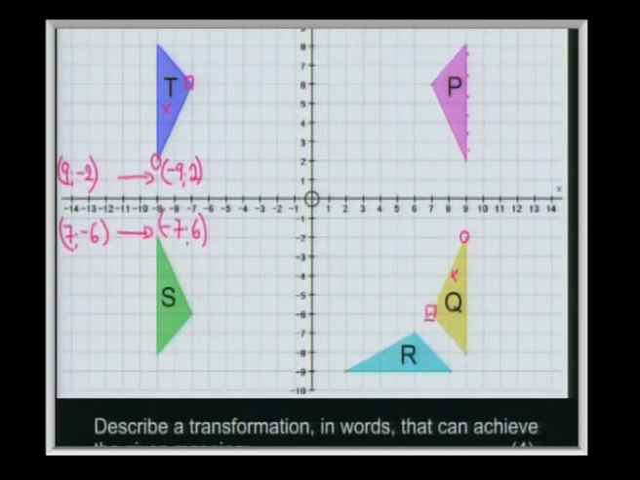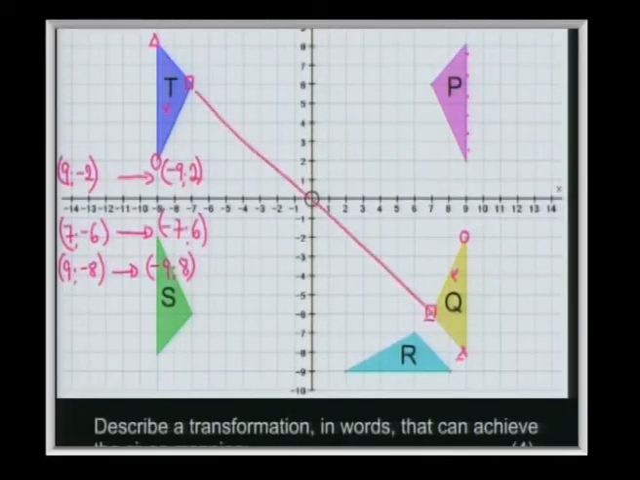Just for luck, we're going to do the last vertex. Now, the vertex in triangle Q is the vertex 9, -8. And 9, -8 has popped across and become -9, 8. So, what is this telling us? It's telling us that the values of x and y are both changing sign, but they're staying the same essentially.